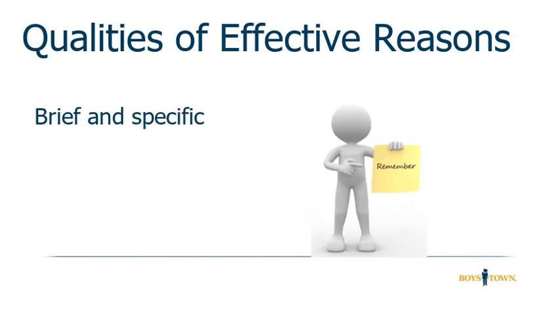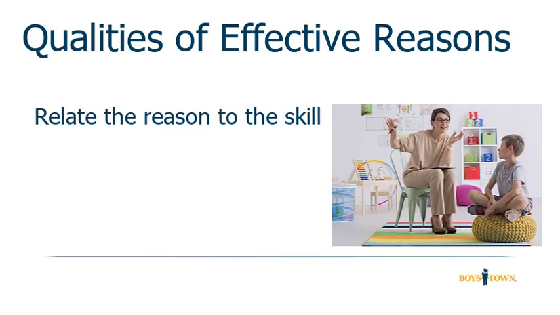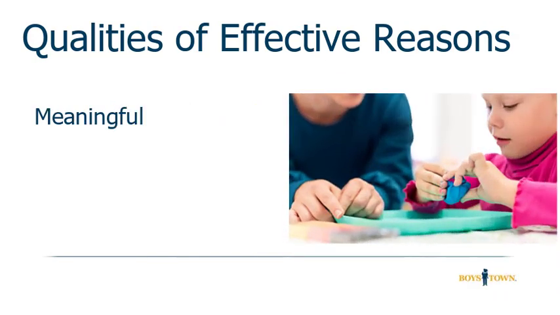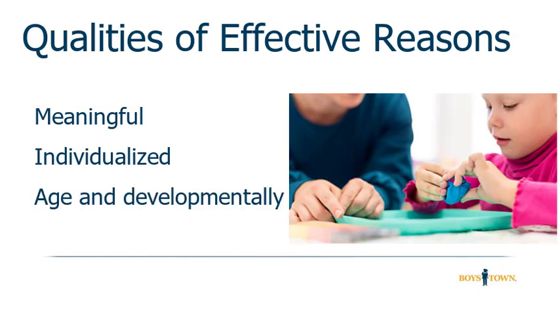Brief, specific reasons are easier to remember. Relate the reason to overall skills, but not the specific situation. Students need to understand how the skill is going to help them succeed in life, not just at school. Make reasons meaningful to the individual. When making reasons meaningful, consider these main areas. Use appropriate, friendly language and settings, and help the student see the benefits of learning and using the skills to address specific problem behaviors. Knowing the student's likes and dislikes helps to make the reasons more meaningful.